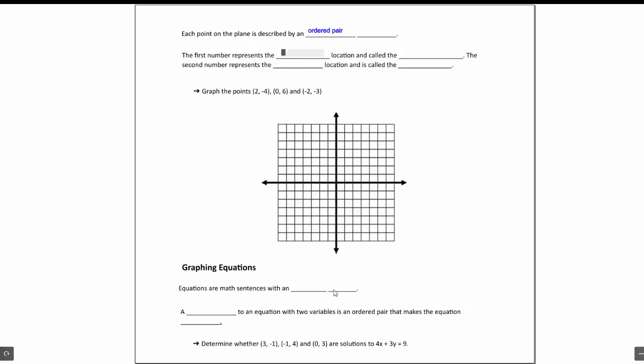And again, we've already shown this. So like we said before, the first number represents how far to the left or right, and that is our x value. The second number represents the vertical, so how far up or down you go, and that's called the y-coordinate.